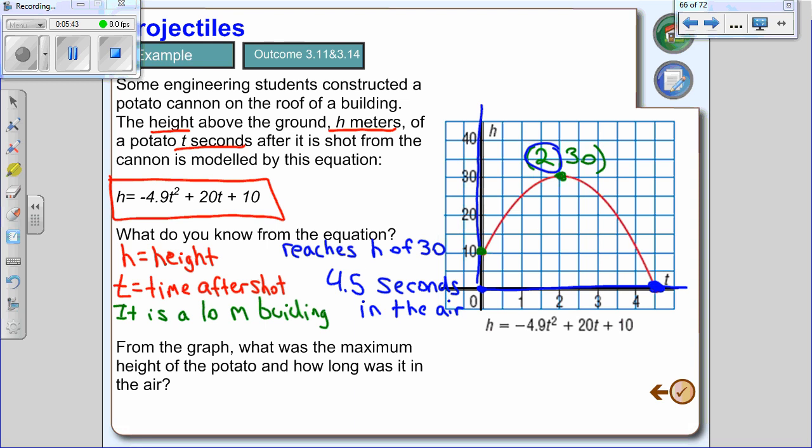So the question at the bottom in Ewan's rate, it says, from the graph, what is the maximum height of the potato? The maximum height was 30. And how long was it in the air? It was in the air for 4.5 seconds, because it started at 0 seconds, and it eventually landed at 4.5 seconds to hit the ground.